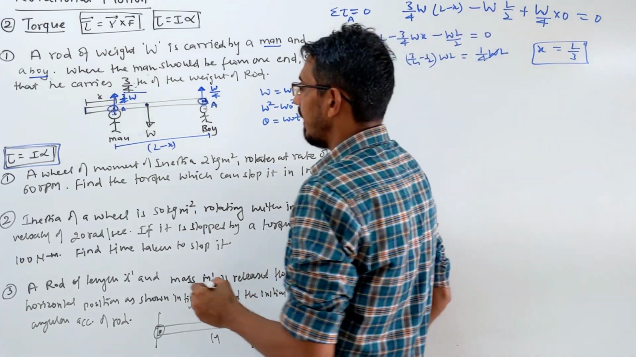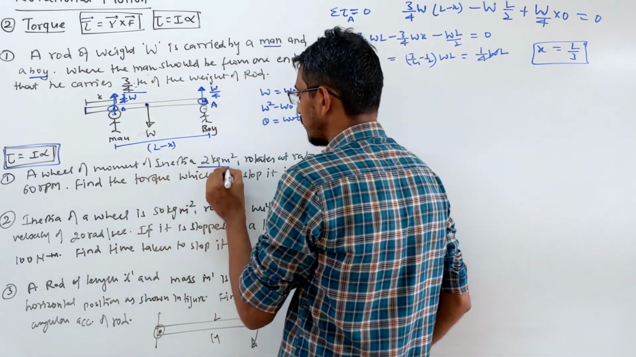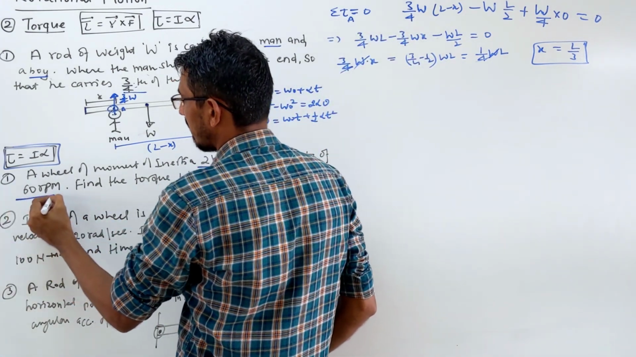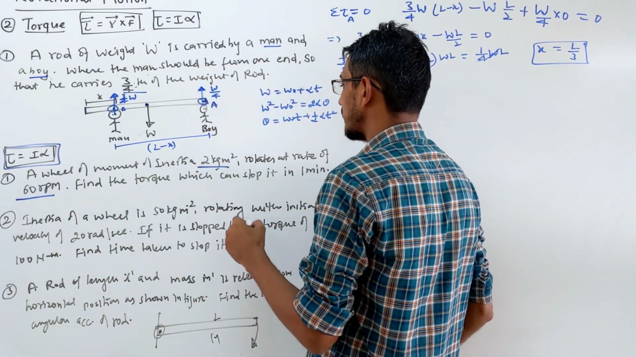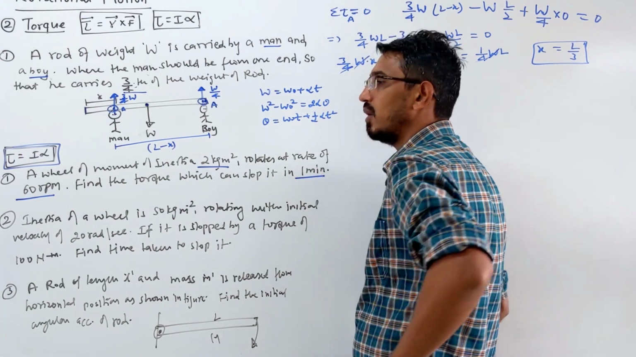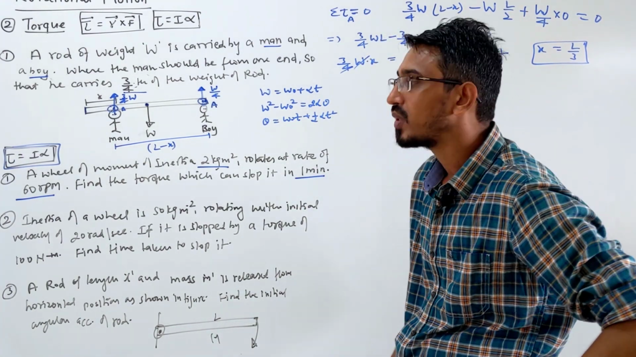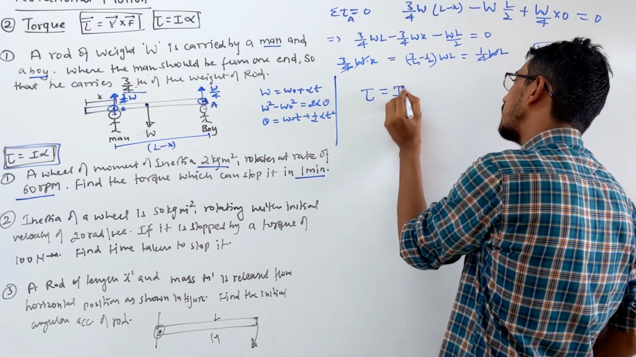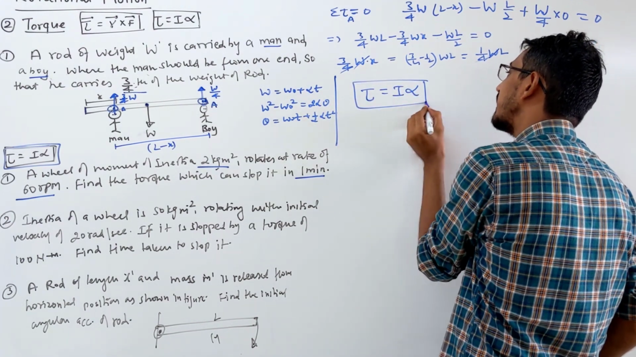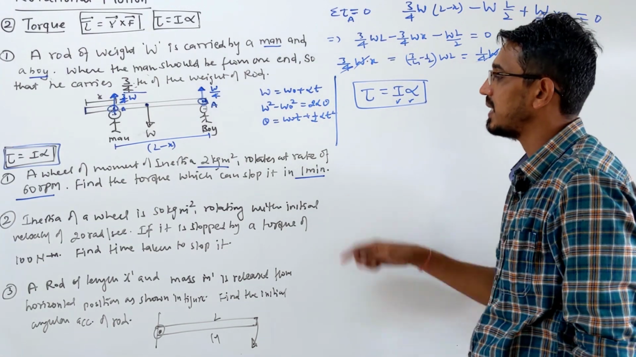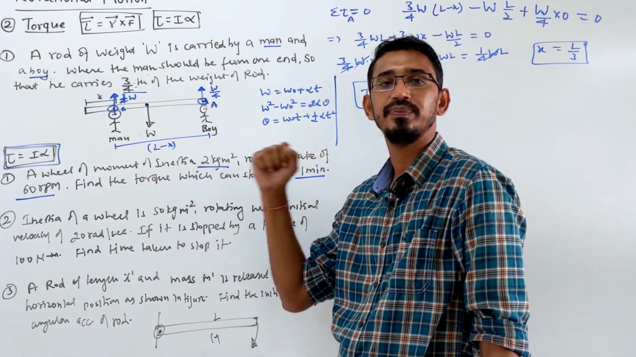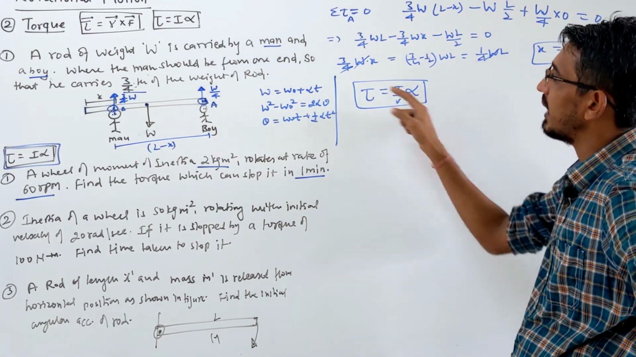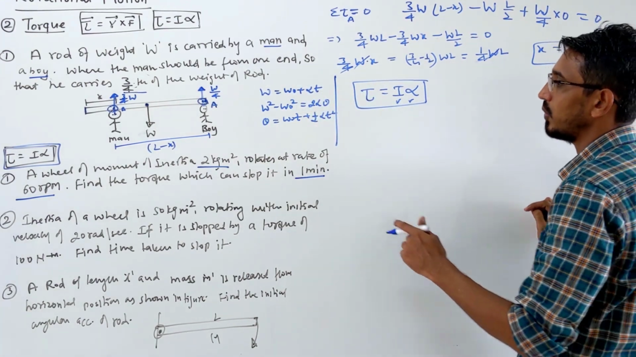Look at this problem. A wheel of moment of inertia 2 kg meter square rotates at the rate of 60 rpm. Find the torque which can stop it in 1 minute. Torque we have to find. So the torque formula is torque is I into alpha, right? So I need I and I need alpha. I is given directly, the inertia. And for alpha, I need angular acceleration, so you have to use the help of equations.